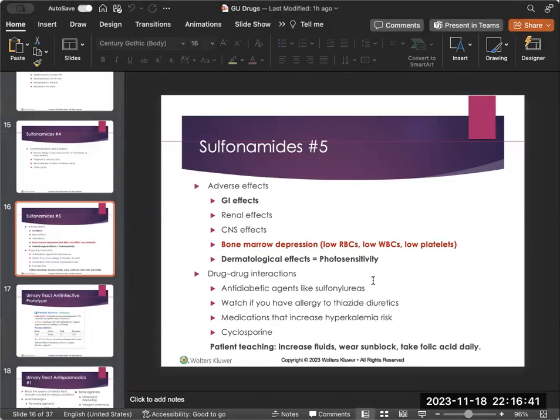So if it can cause photosensitivity, we got to tell them what? Wear sunblock, avoid the sun. We also want these patients to increase fluids, and they should take folic acid daily because folic acid helps with increasing your red blood cells. And since these block the synthesis of folic acid, we want to tell them to increase that. We have to be careful also with these drugs with anti-diabetic agents like sulfonylureas because these two act very similarly. They're like cousins. Once again, watch if that patient has an allergy to thiazide diuretics. Okay? Medications that can increase the risk of hyperkalemia and cyclosporins.